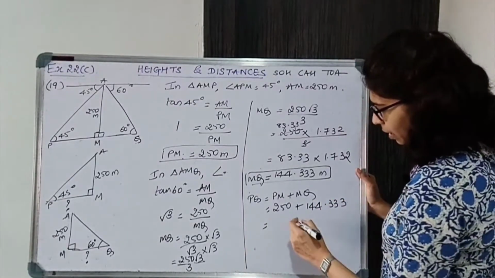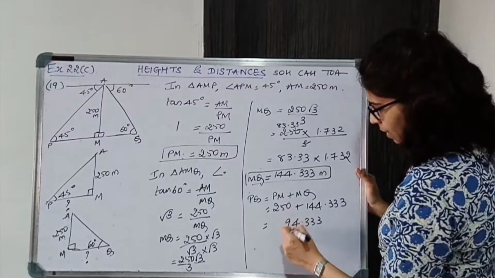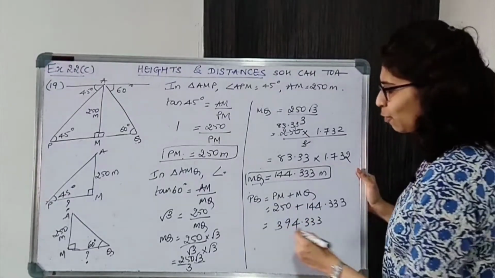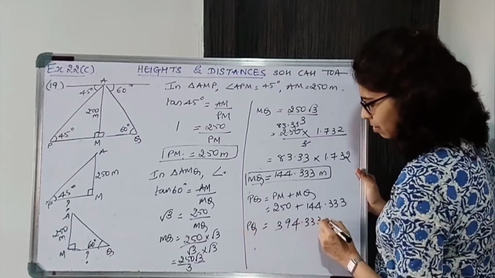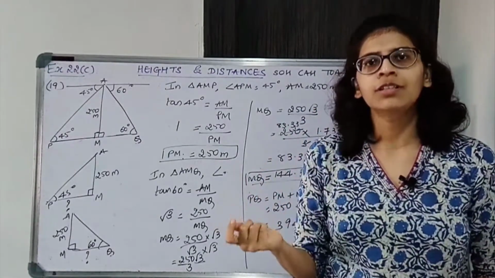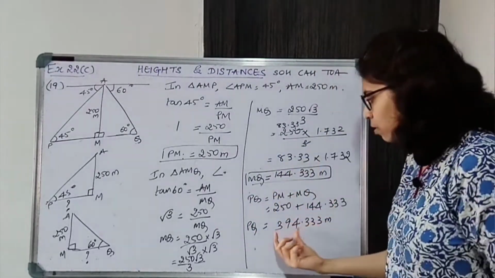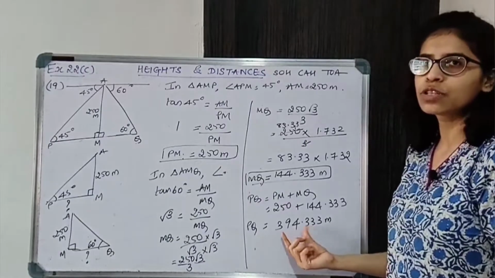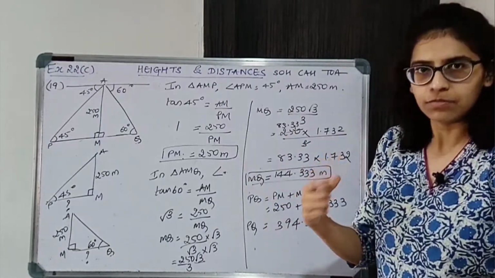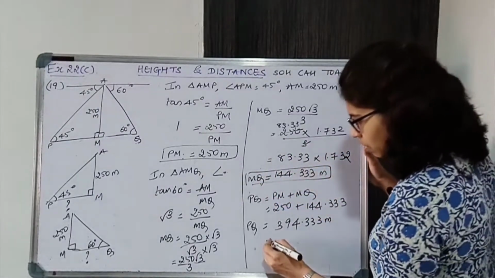So this will be 394.333 meters. Now we don't need the answer in decimals. It is mentioned that it is rounded off to the nearest whole number. So 394.3 is closest to 394, 395. 394.3 is closest to 394.